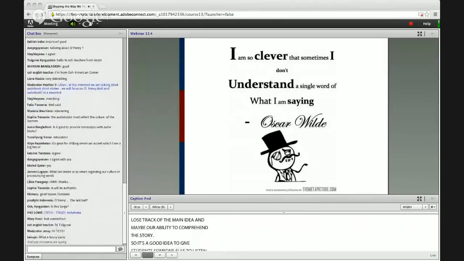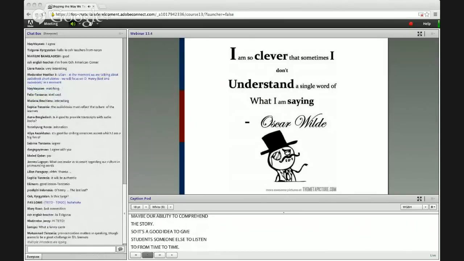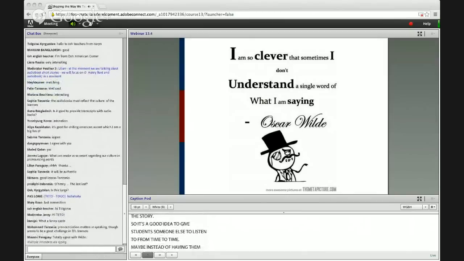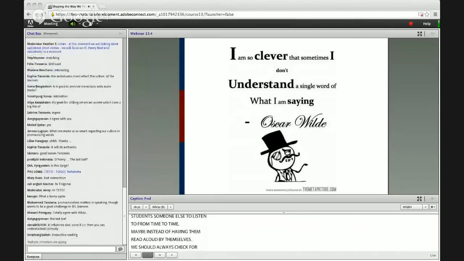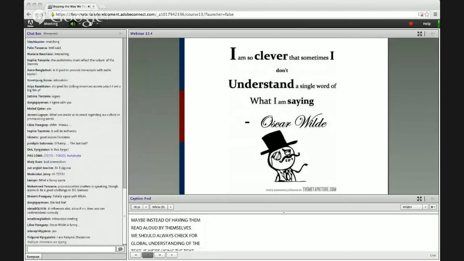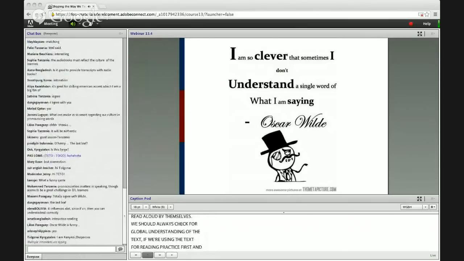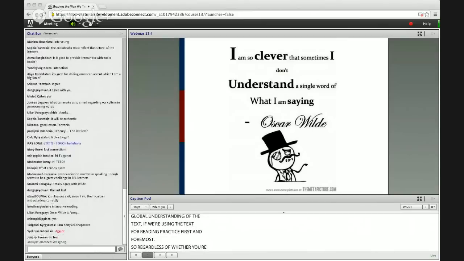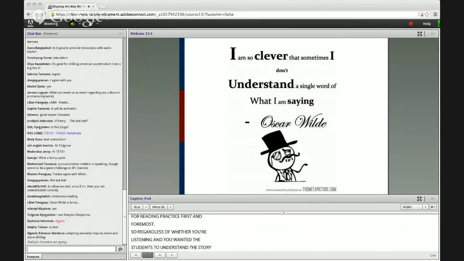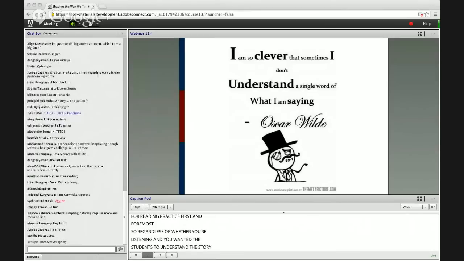And of course, we should always check for their global understanding of the text if we're using the text for reading practice first and foremost. So regardless of whether you're reading or listening to it, if you want the students to understand the story and not be focusing more on pronunciation, then you need to check for understanding. So we're almost getting to the stage in the webinar where we'll look at specific activities designed to facilitate this.